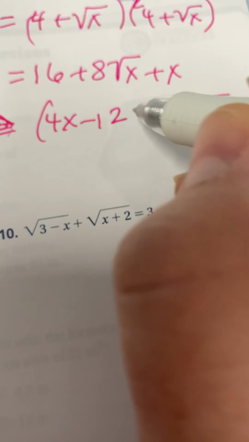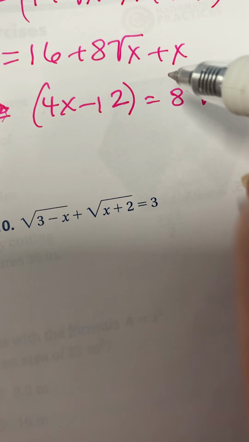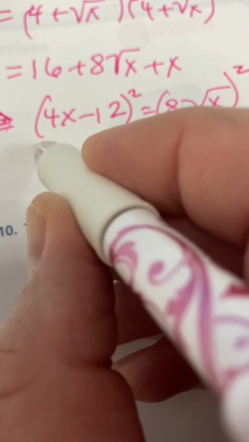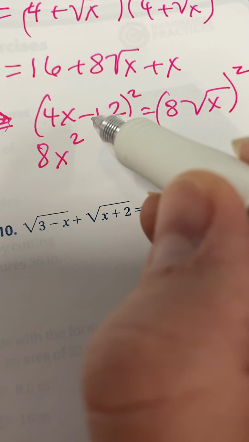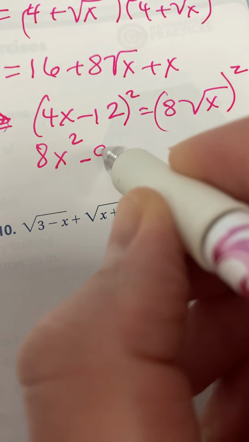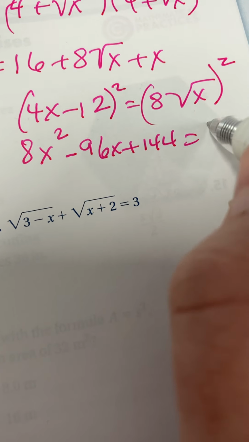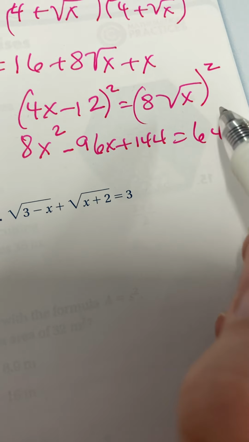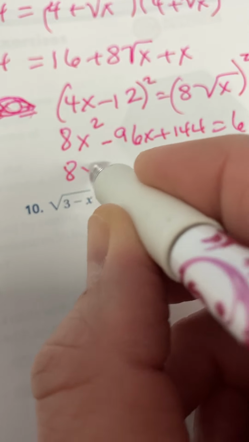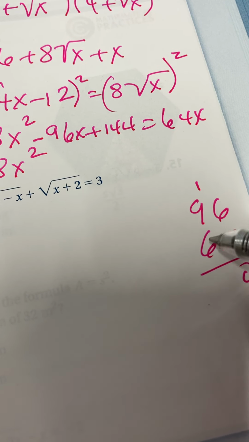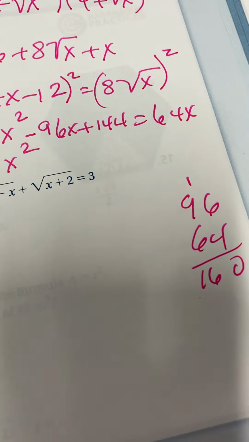All right, so now I could divide by 8. There's just so many ways to do this. Squared, I'm going to go ahead and FOIL this out, which is 8x squared, that gives me 48, -96x plus 144. Then over here, I'm going to square both of these, so I'm going to get 64x. All right, so bring it all over to one side. 8x squared, let's see, what's 96 and 64? That's 160. All right, so minus 160x plus 144 is equal to 0.